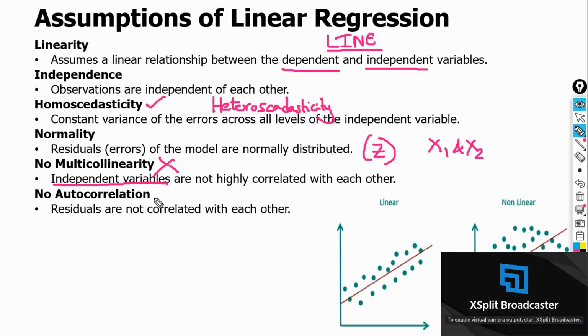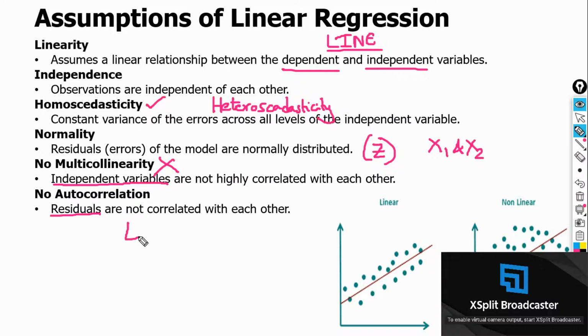Then no autocorrelation. Autocorrelation talks about the residues, the errors. Even the errors should not be correlated with each other. If they are correlated, we say we have an autocorrelation issue.